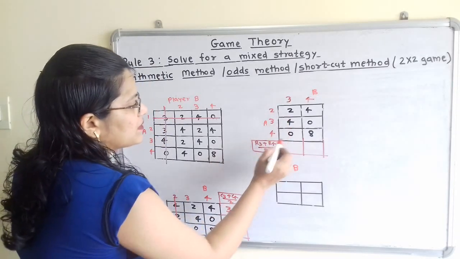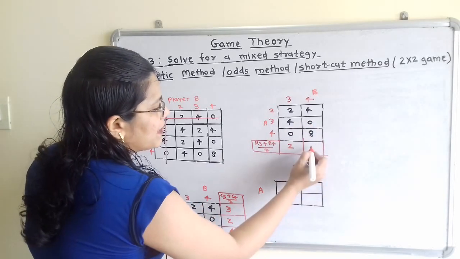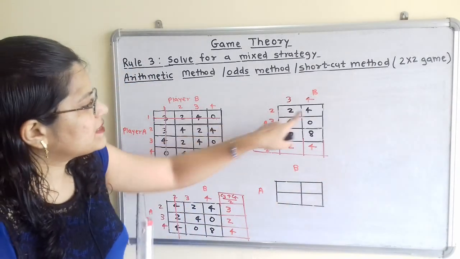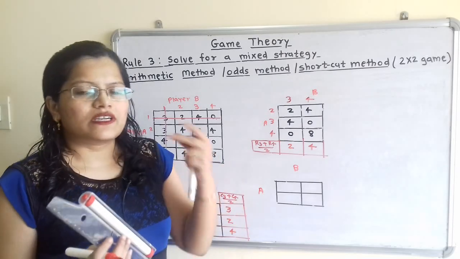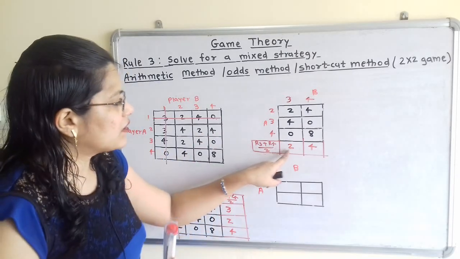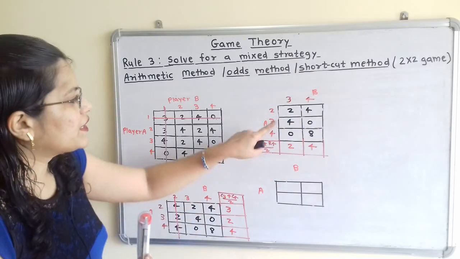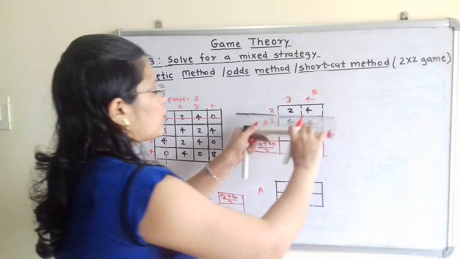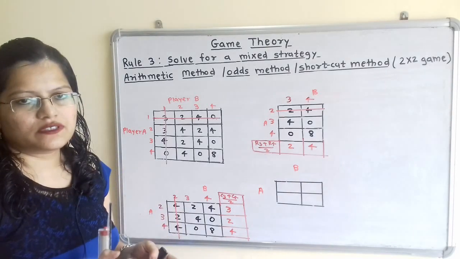So 4 plus 0 divided by 2, 2. 0 plus 8 divided by 2, that is 4. If we observe, these elements are equal. So the dominated row should have the lower or lesser elements or equal elements, so less than or equal to the other elements. Here 2 is equal to 2, 4 is equal to 4. That means this row 2 is the dominated row. So we will remove this.